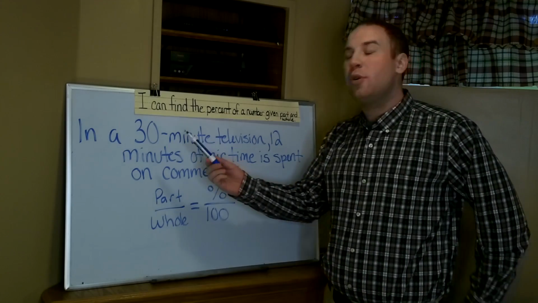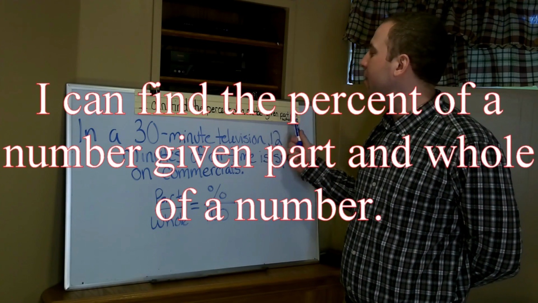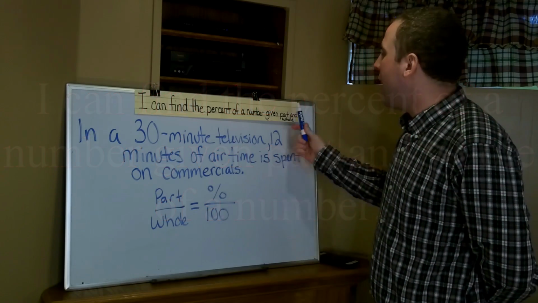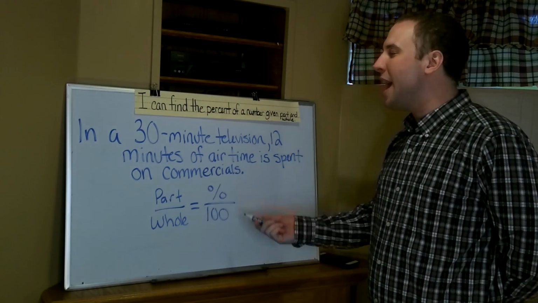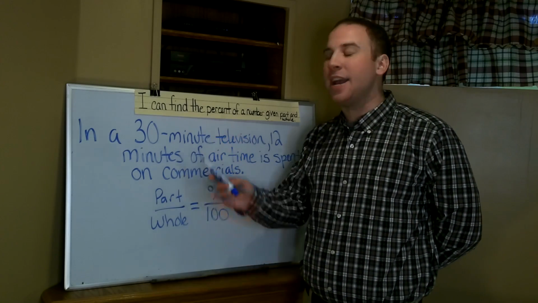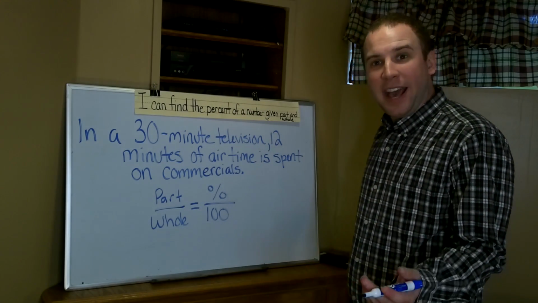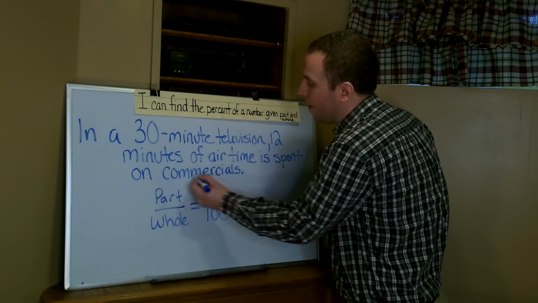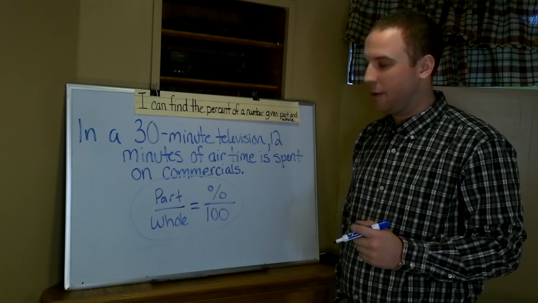Alrighty, let's review our objective today. I can find the percent of a number given part and whole. Previously, we have been looking at how to find the whole of a number and how to find the part of a number. Now we're going to be looking at how to find the percent of a number. In order to do that, we're going to be using the similar equation we've been talking about: part over whole equals percent over 100.